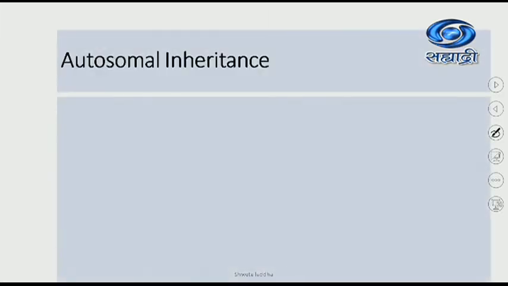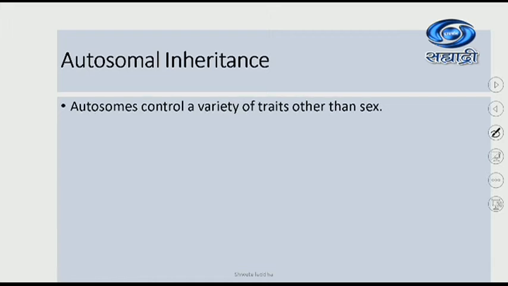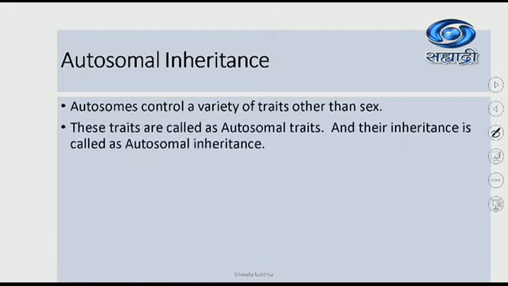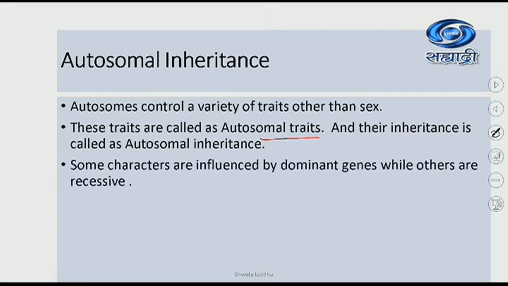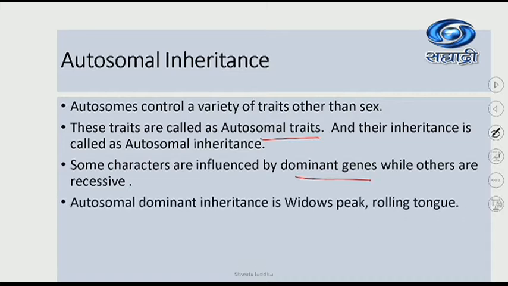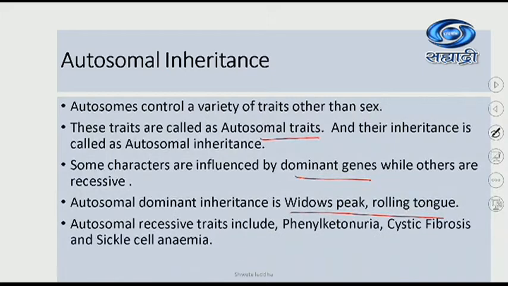Let us now proceed with autosomal inheritance. You know now what autosomes are? The chromosomes which are responsible for body characters are autosomes. They also control a variety of traits but not the sex trait, only body characters. These traits are called autosomal traits and their inheritance is called autosomal inheritance. Some characters are influenced by dominant genes while others are recessive. Let us see autosomal dominant inheritance. Two examples: widow's peak and rolling tongue. Now we are going to discuss only widow's peak. Autosomal recessive inheritance includes phenylketonuria, cystic fibrosis and sickle cell anemia.